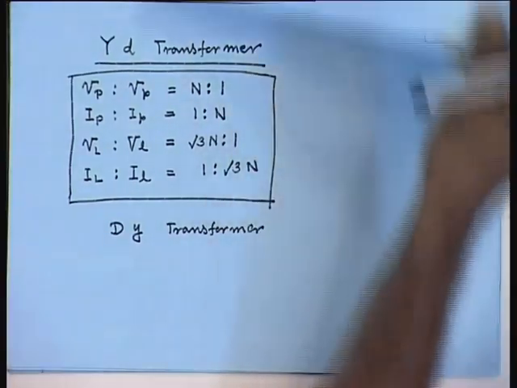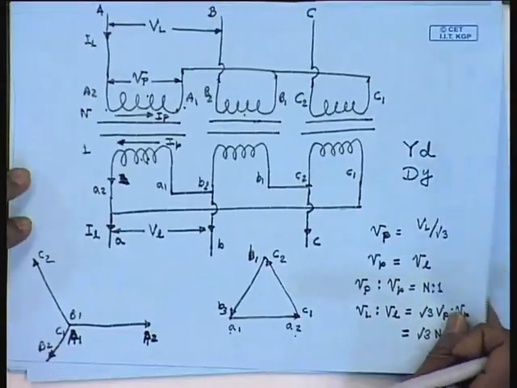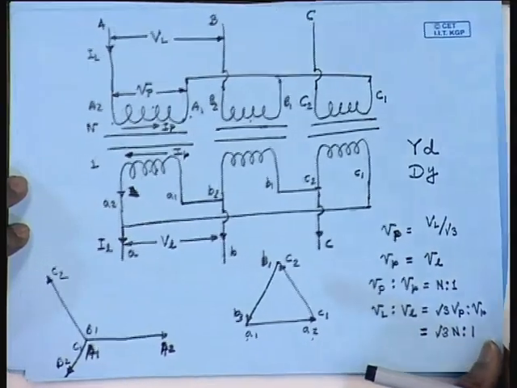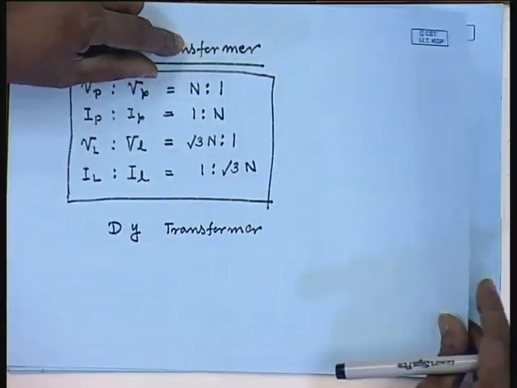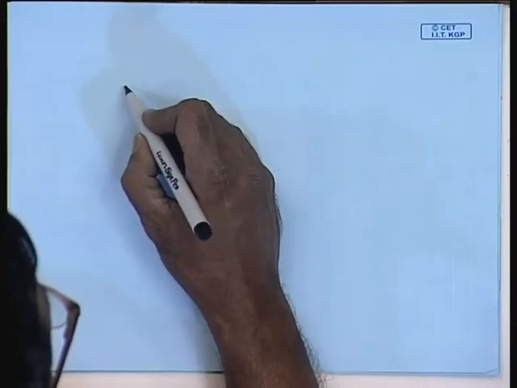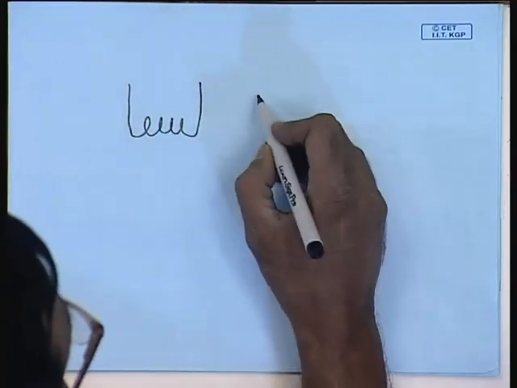Although star star, delta delta, star delta or delta star are common connections for 3 phase transformers, there is another interesting connection for 3 phase transformer. This is called the zigzag connection. For zigzag connection, one of the sides, let us say the high voltage side of the transformer.